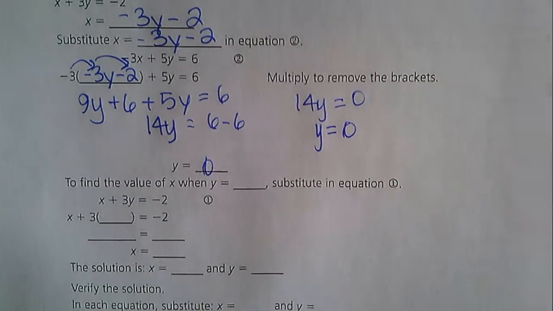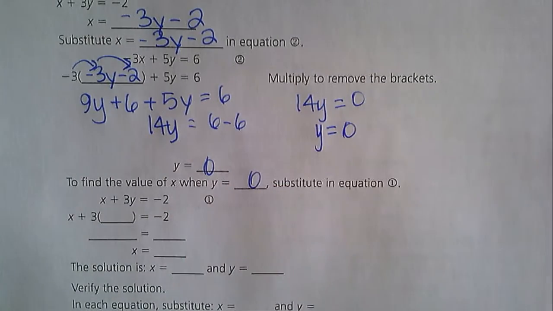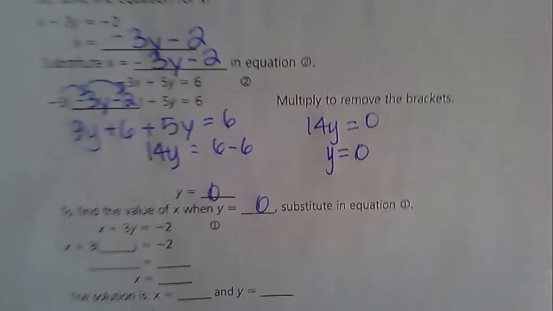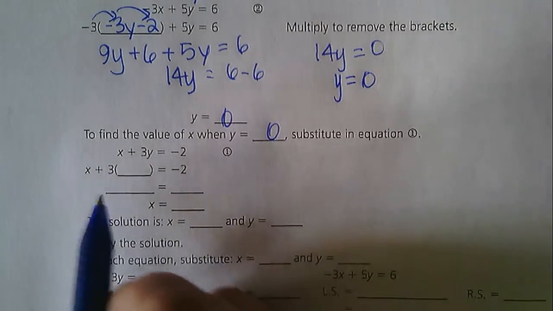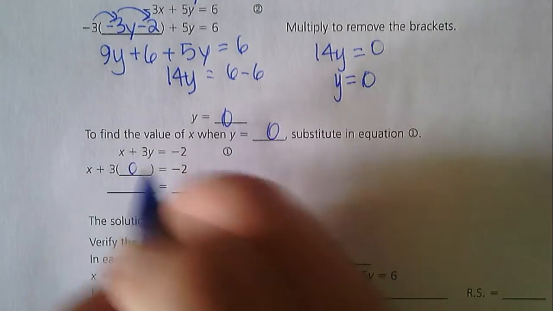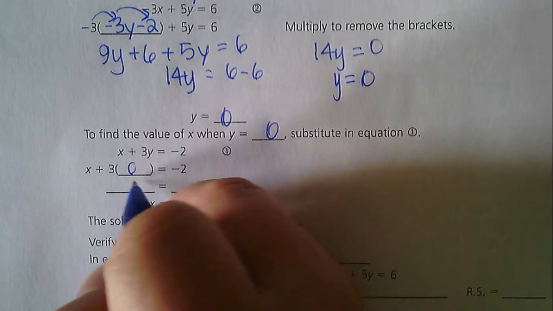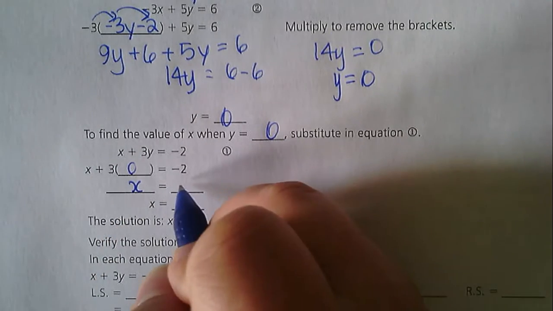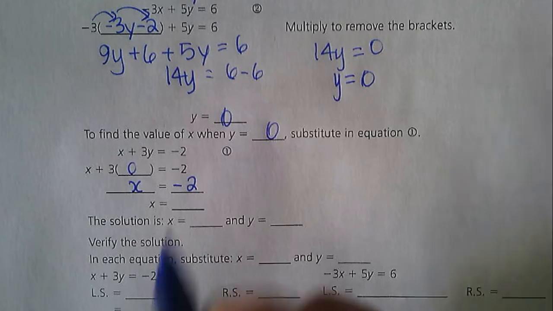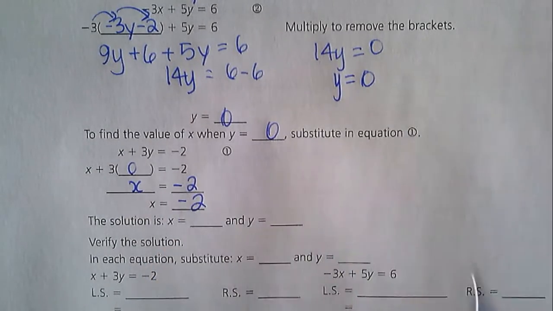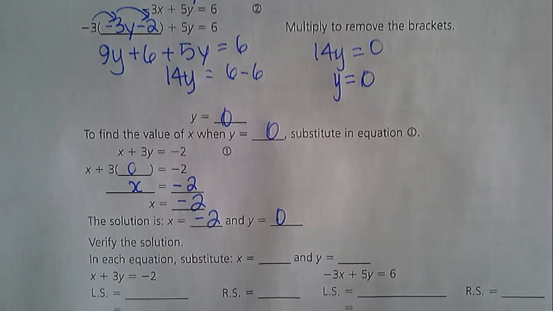Now, in order to find the x value, I will substitute in y equals 0. And we'll just use equation number 1. Again, it doesn't matter which one in this case. X plus 3 times 0 equals -2. That means x is equal to -2. So x equals -2. So my solution is x equals -2, y equals 0.